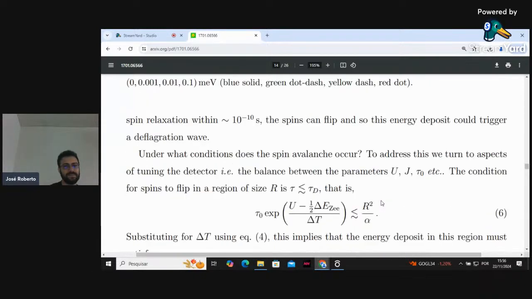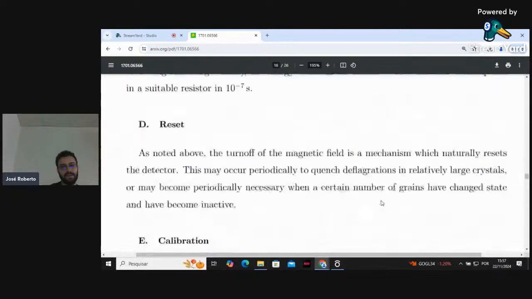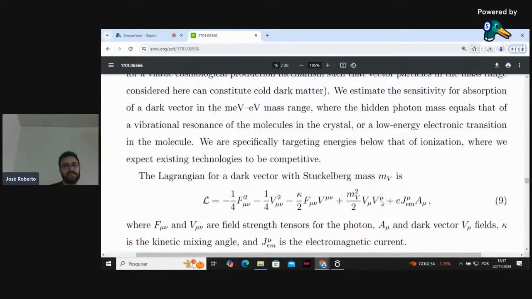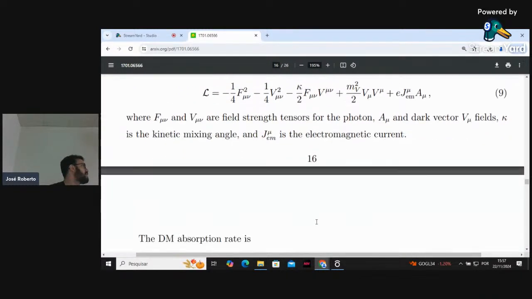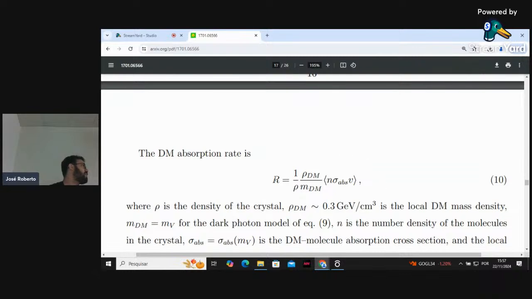Once we do that, the paper assumes a dark vector model for dark matter, in which dark matter couples to our standard model photon through this coupling here, and kappa is a mixing angle between both. This is the main interaction it will have with standard model particles. Then we have the rate of the interactions, which depends on the density of dark matter, the mass of the dark matter, which we don't know exactly, so we can explore the parameter region, the density of the material, and the number density of the material.